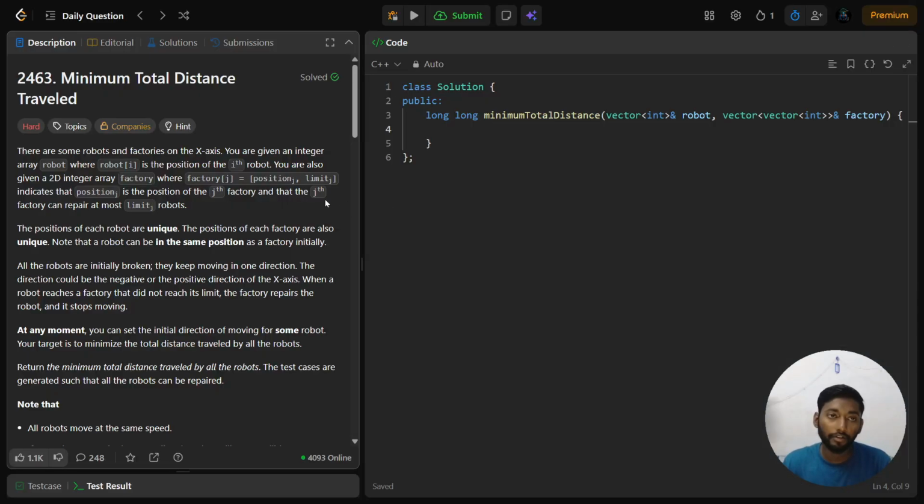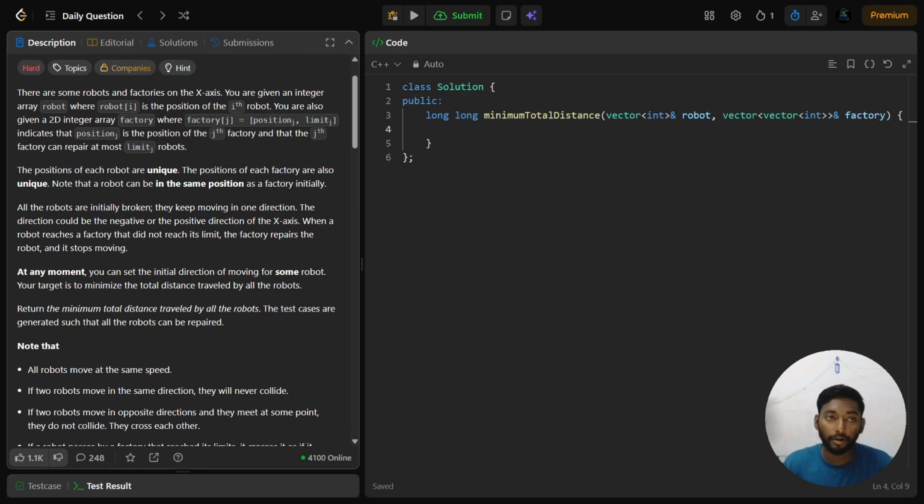Hello everyone, today we are going to solve today's daily LeetCode problem, problem number 2463, minimum total distance traveled. So let's read the problem statement.